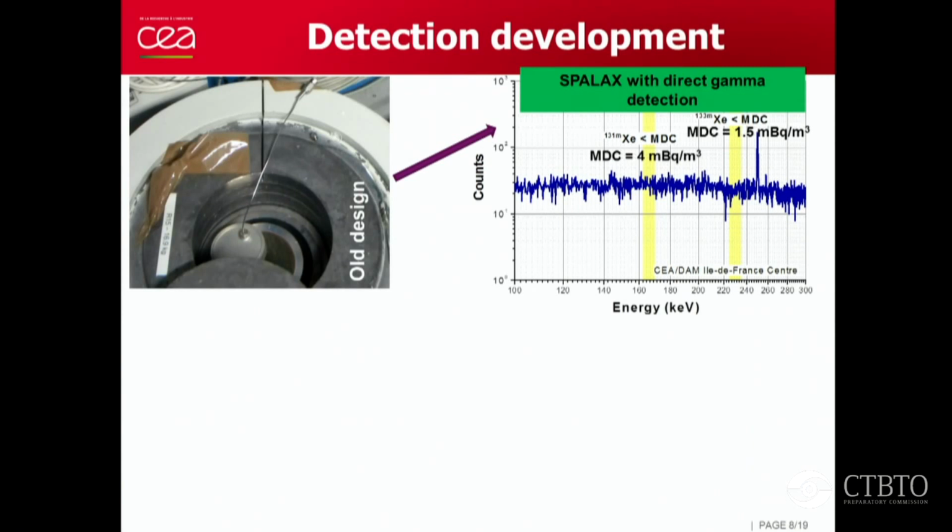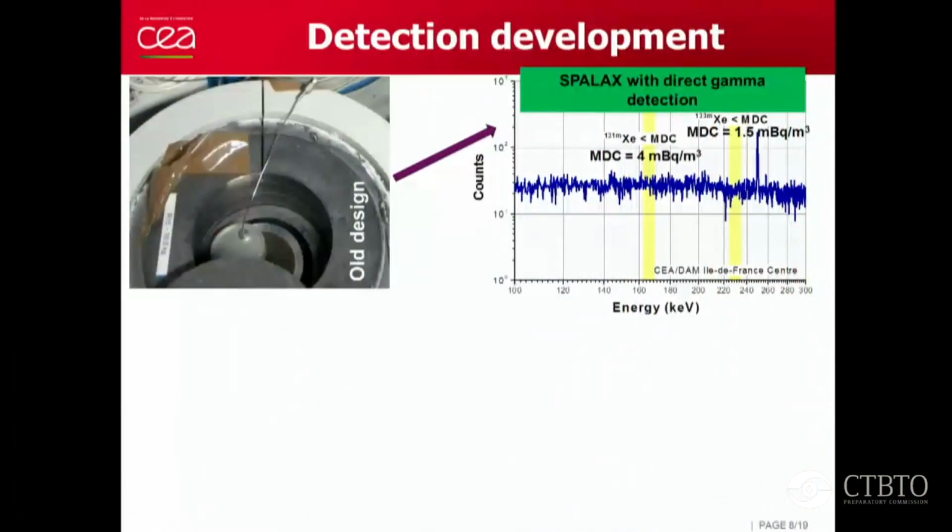And the last part is probably the most important for the development of the SPALAX: the detection development. So here is the shape of the current detector, with a classical germanium high-resolution gamma spectrometer with the aluminum gas cell on the detector. And if we look at the detection of a sample with metastable isotopes with this detector by direct gamma detection, we have a quite bad MDC because the gamma emission efficiency for the metastable isotopes 131 and 133 is quite low.